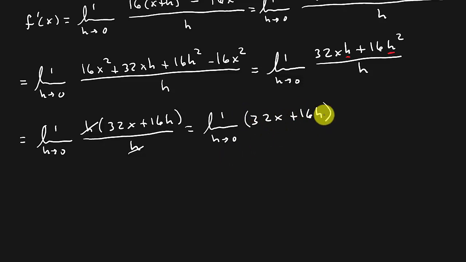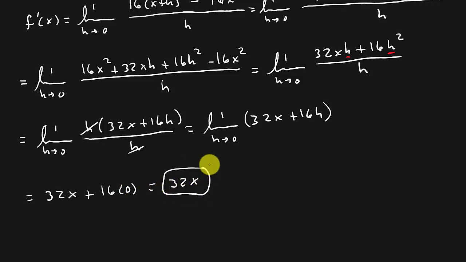And now I can plug the 0 in for h. So that's 32x plus 16 times 0, which is 32x. And there's your derivative. Okay. Now, later on, well, actually it'll be the video after this one, or the lesson after this one, you'll learn how to do this in one step. Okay. But we've got to learn how to do it like this.